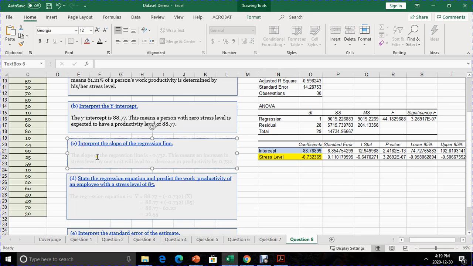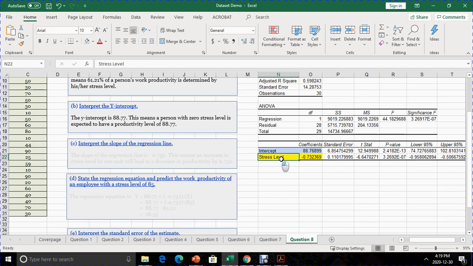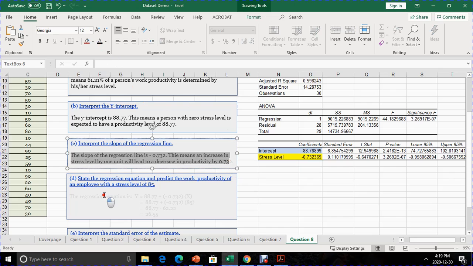Then question C asks to interpret the slope of the regression line. And the slope of the regression line is given as your stress level coefficient, which is mentioned right here, which is negative 0.732369. So let's take a look at the interpretation of that. The slope of the regression line is negative 0.732. This means an increase in stress level by 1 unit will lead to a decrease in productivity by 0.732. So that's essentially what the slope represents.